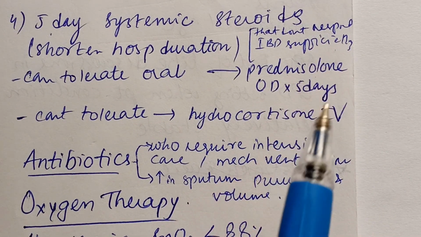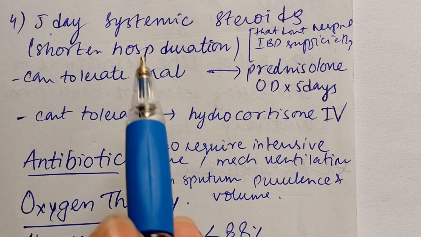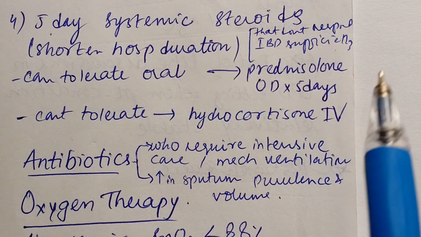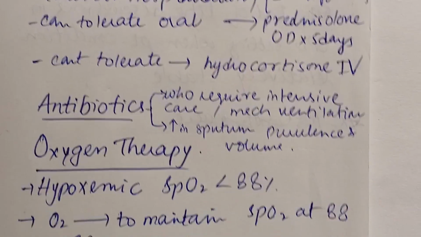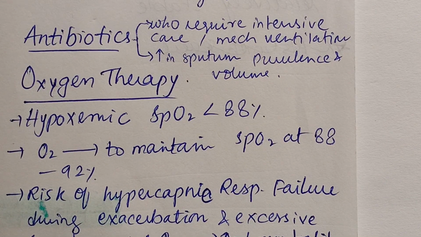So the first-line treatment for acute exacerbation is always the short-acting bronchodilator. If the patient does not respond to the short-acting bronchodilator, then we step up towards the systemic steroids, right? Then we have the antibiotics. Not every patient gets antibiotic treatment during the exacerbation.